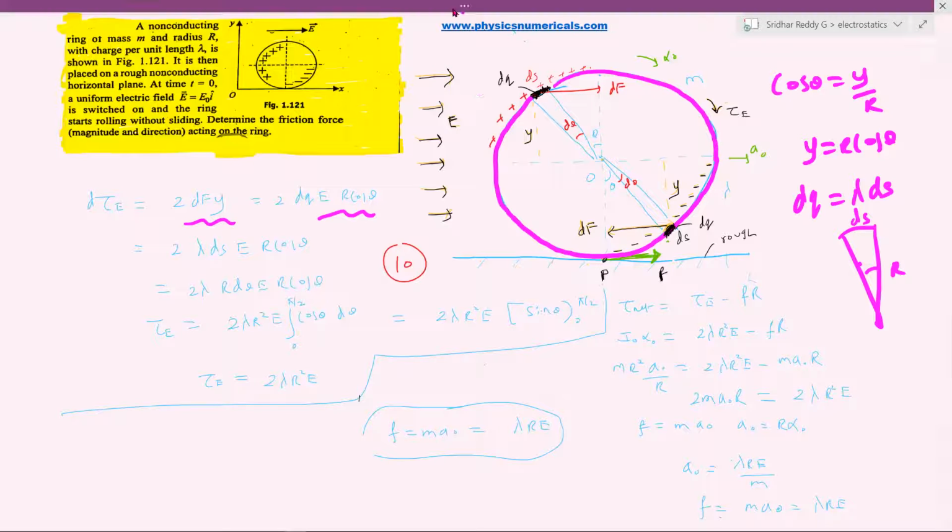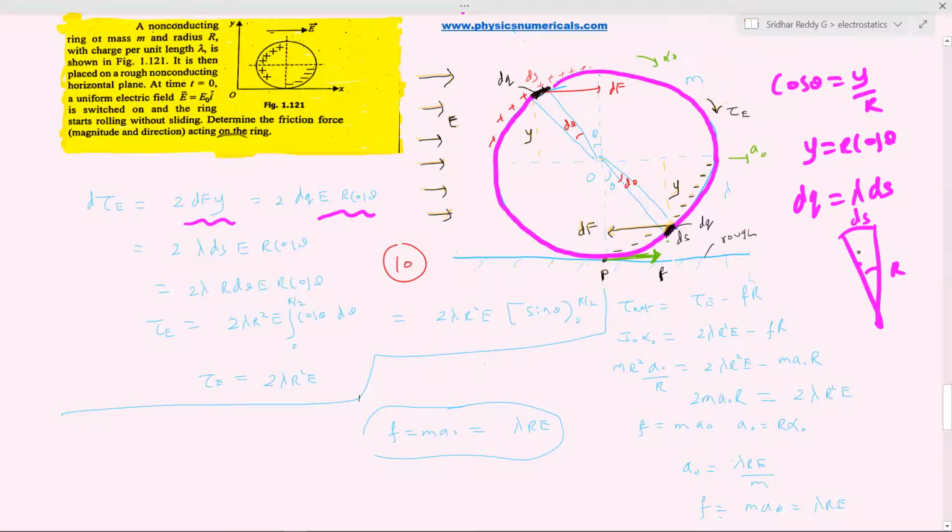I think I need a smaller pen. Let me take the d theta. ds is equal to r d theta. So here, in place of ds, what will we write? R d theta. So therefore, the torque due to electrostatic force, what is this?